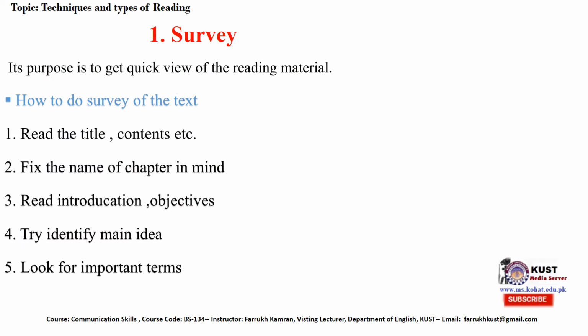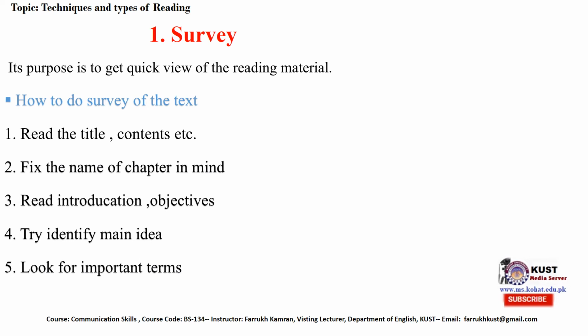Now the question is, how to apply the SQ3R technique, the SQ3R method, for better comprehension. The SQ3R technique is a systematic way of reading. It consists of 5 steps. The first is survey. The purpose of survey is to get a quick view of the reading material. You should spend 1 to 2 minutes to have a survey of the material.